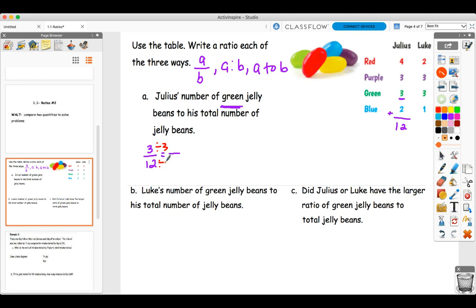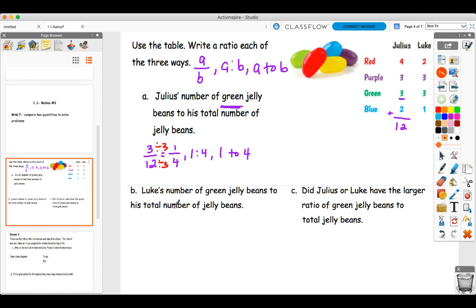3. 3 divides into both 3 and 12. So your ratio is going to be 1 over 4. And now let's just rewrite this 1 over 4 as a colon and using the word to. So 1 to 4 and 1:4. Okay.